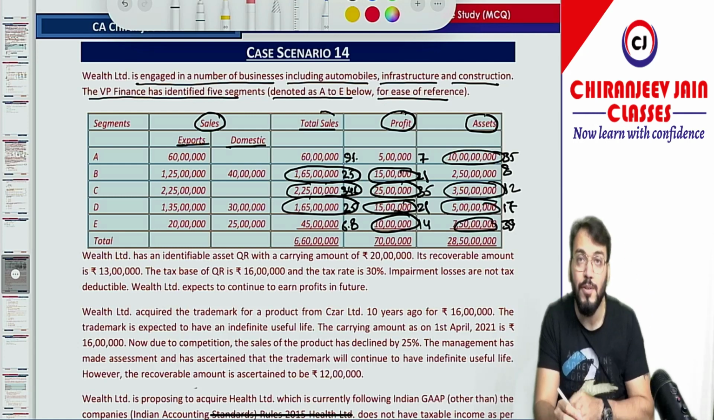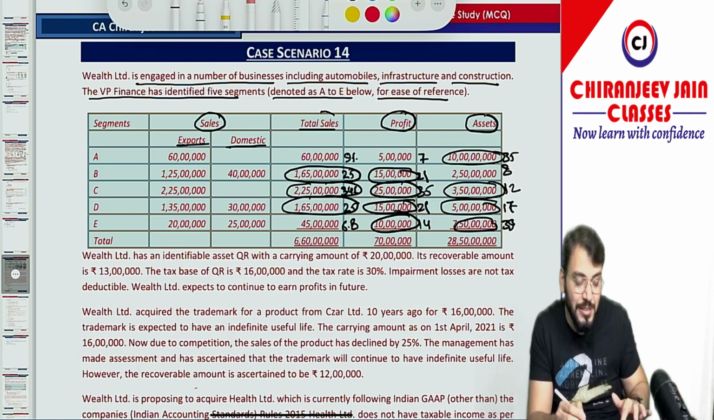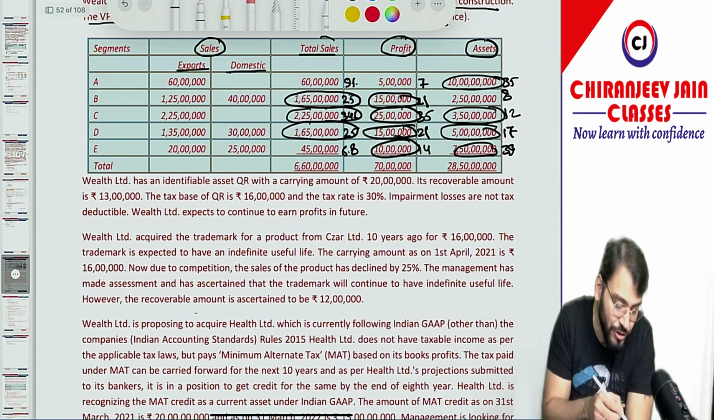So you can see all are reportable segments. Understood? Correct. Any segment which meets 10% or more of the limit given will be a reportable segment. Got this point? Yes sir. Coming to the next question.